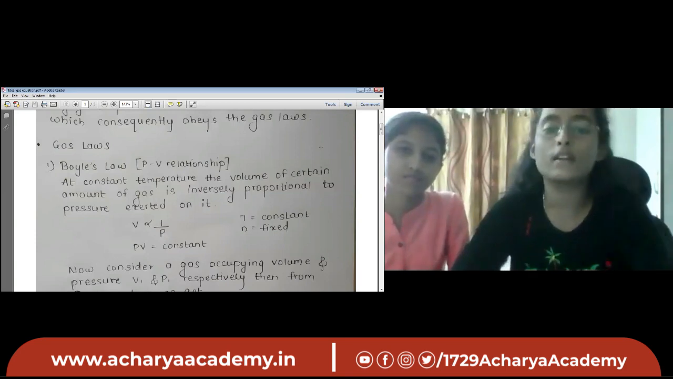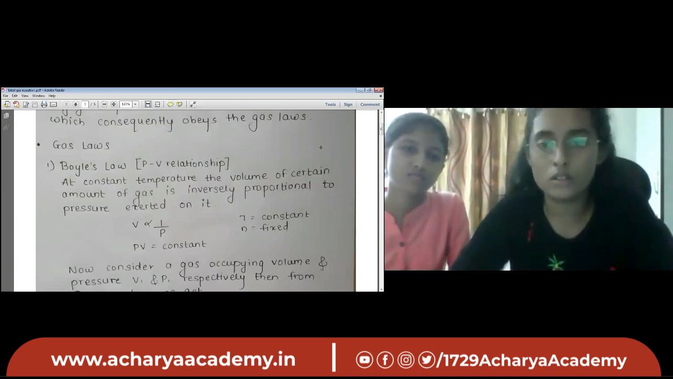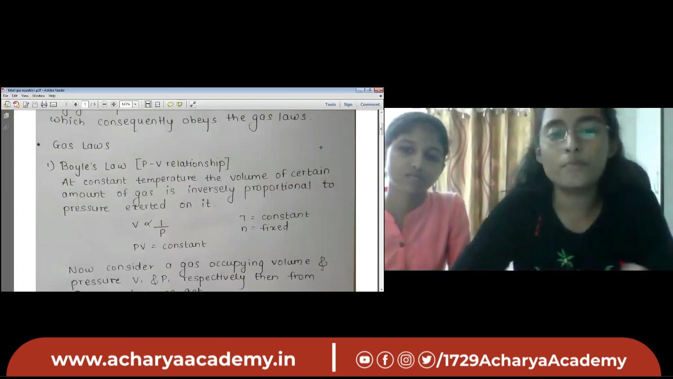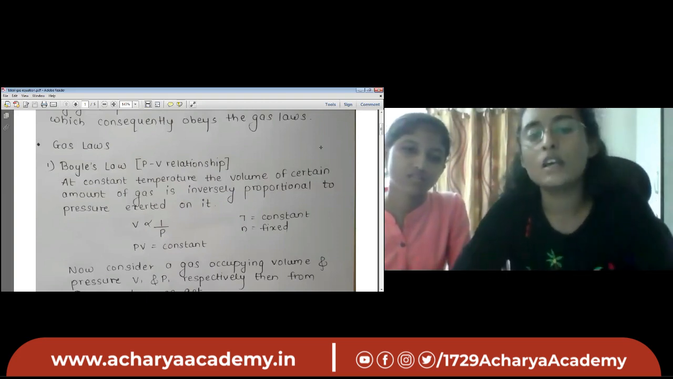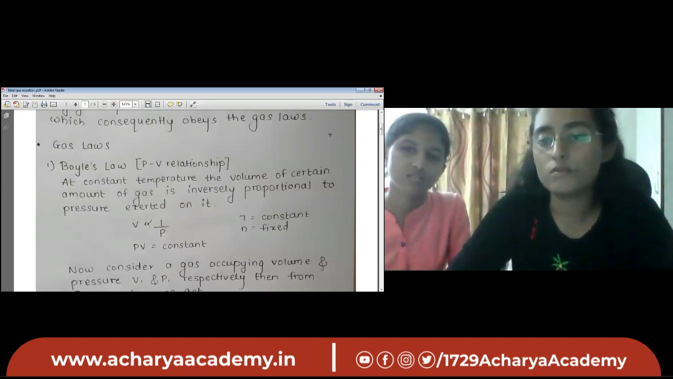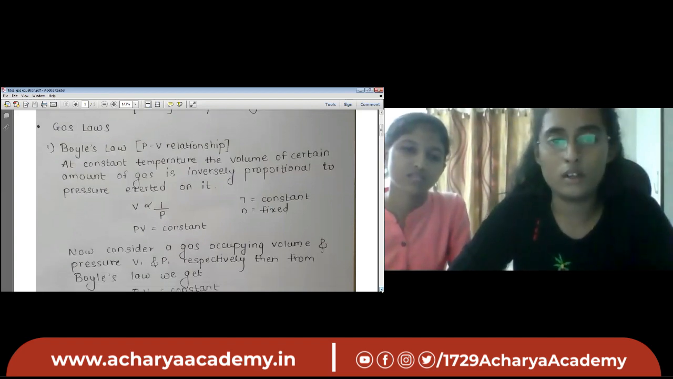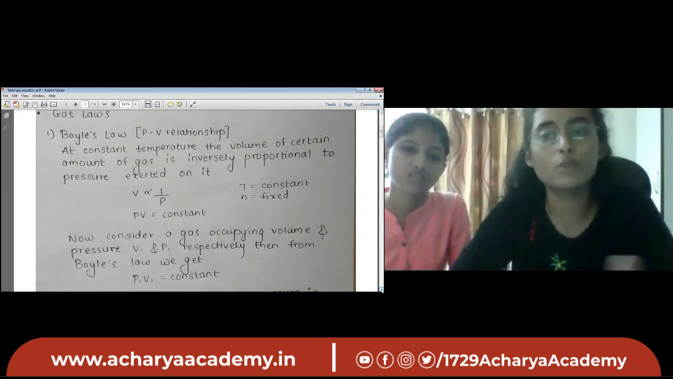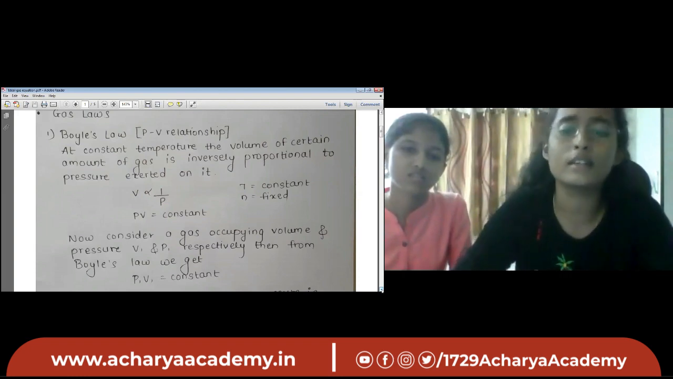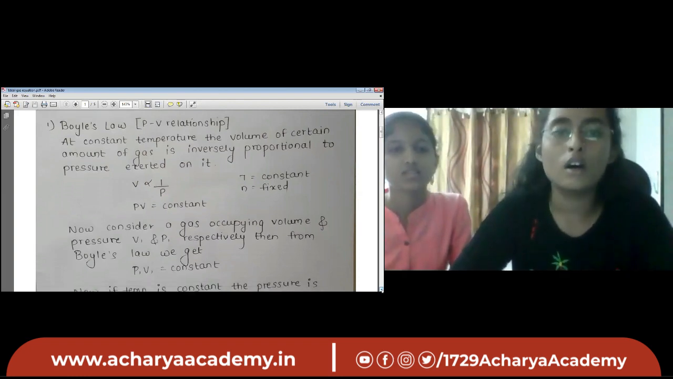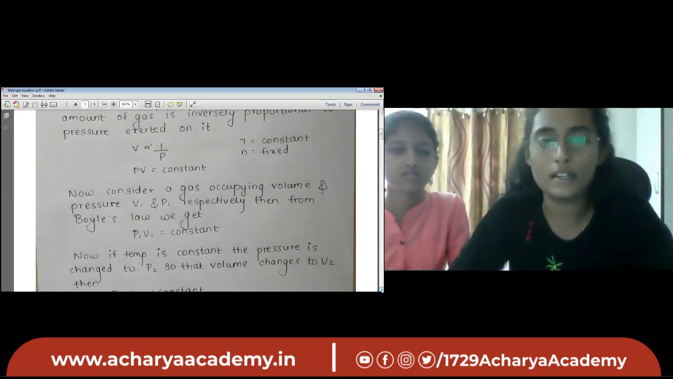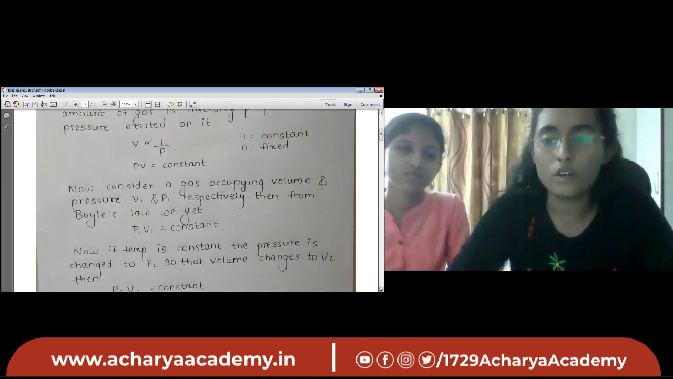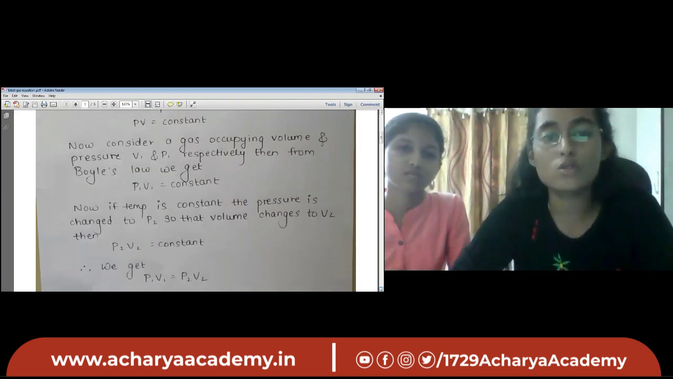So we get the term PV equals a constant. Here we use the constant to remove the proportionality sign, and we get PV equals a constant. The derivation and certain graphs you will be learning about, but this relation is enough for us to learn about the ideal gas equation. So further, we got that PV equals a constant.